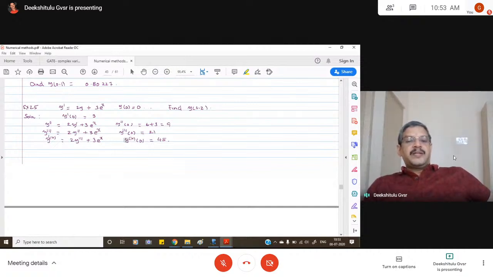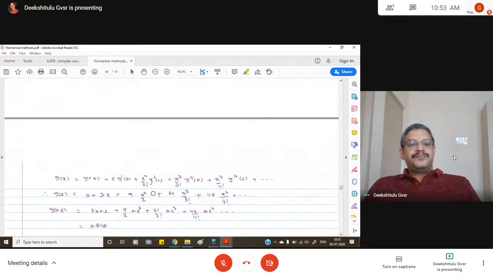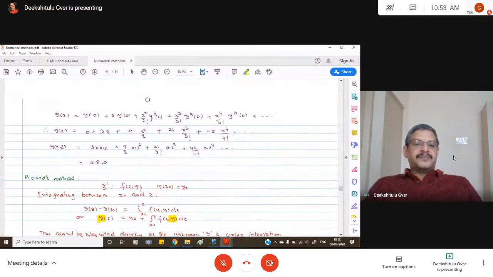So y double dash, if you put this y double dash at 0, that is 9. So 2 into 9, 18, plus 3 into e power 0, which is 3 into 1. So 18 plus 3 comes out 21. Again differentiate, you get 45. So put all those things in the given Taylor series.